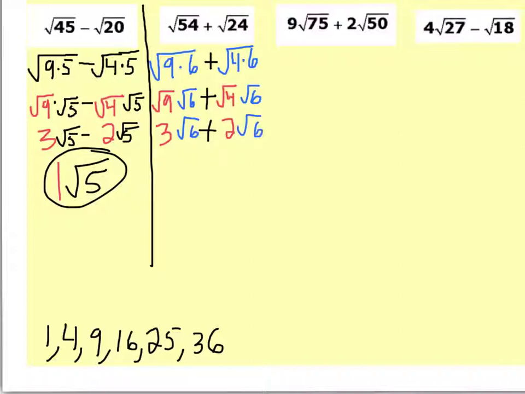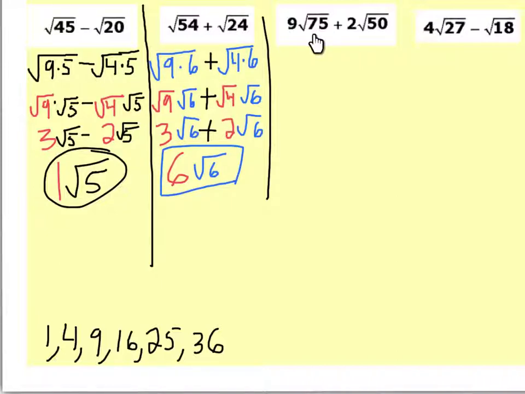Now, like I said before, we have like radicals. We have 3 square root of 6 plus 2 square root of 6 equals 5 square root of 6. And now I've combined my like terms and simplified the expression. Okay, let's do another one.